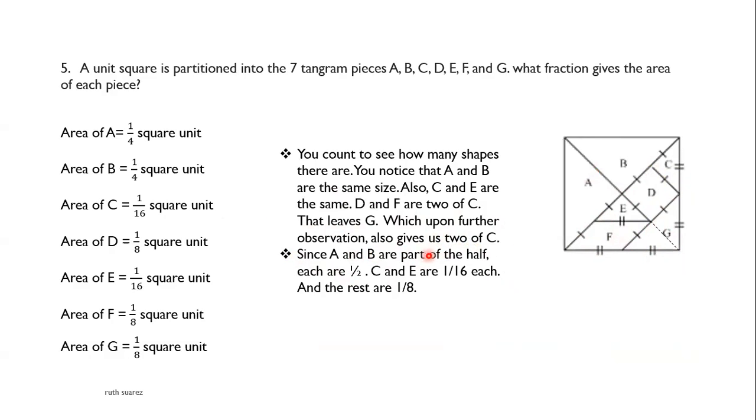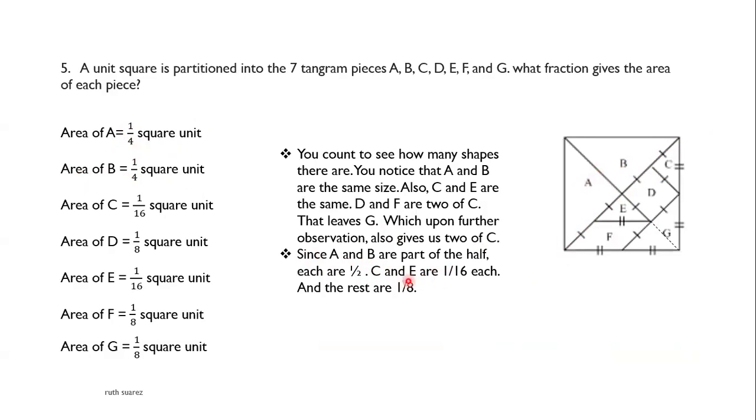Since A and B are part of the half, so this is cut in half, each are 1/2 because this is 1/2. So what is 1/2 of 1/2? It is 1/4 square unit. And B is also the same thing, so therefore it is 1/4 again.